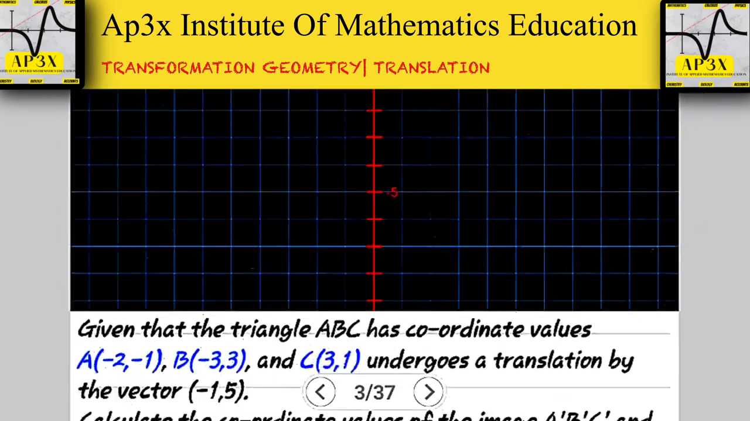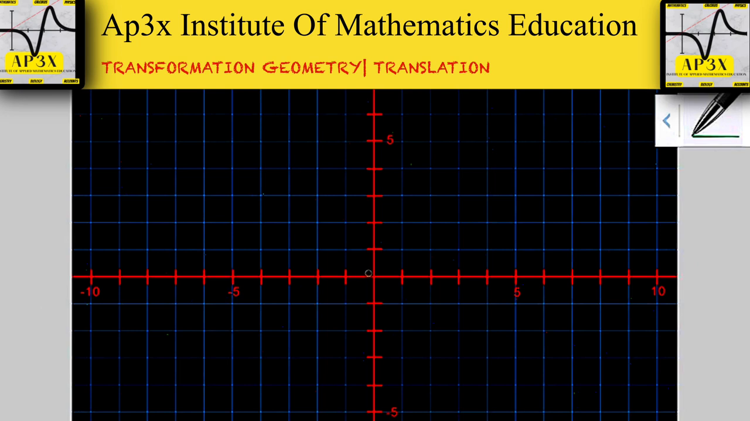So let's go ahead and plot the point -2, -1. So -2 is 1, 2, and this time we're going to go down 1. So that's right here. We're going to plot -3, 3. So that's -3, 1, 2, 3, and up 3, 1, 2, 3. That's this direction right here. And then the last one here is 3, 1. So from the origin, 1, 2, 3, and 1 up. Okay. We're going to then label our points. That is A. Of course, we're going to label our point here B.